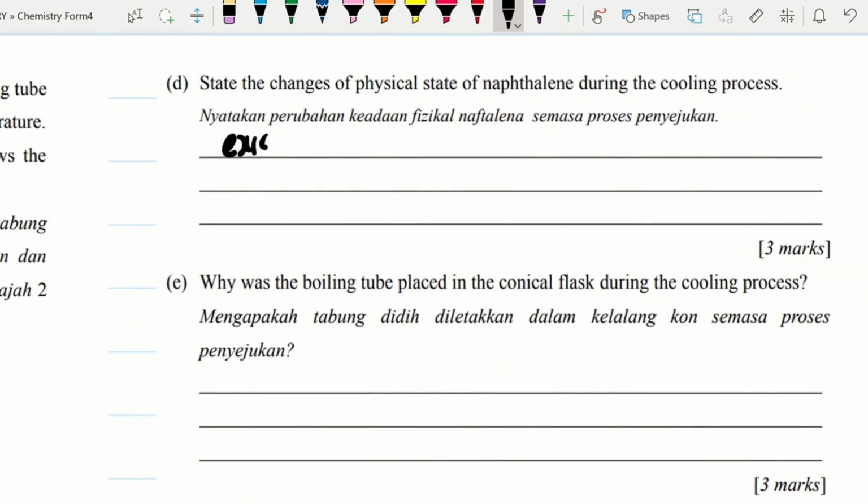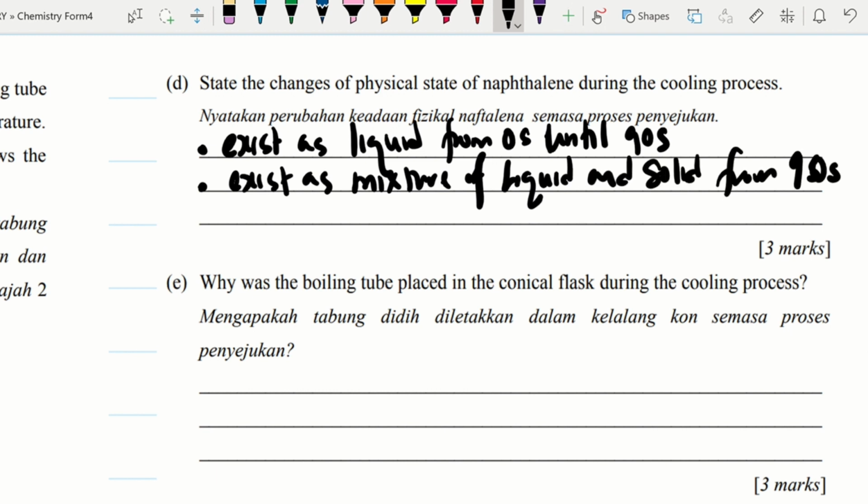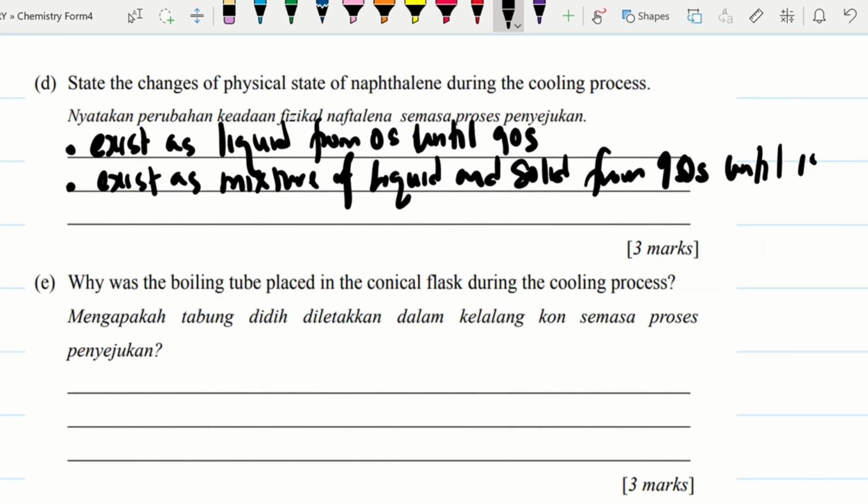So we try to put here the answer. It exists as liquid from 0 second until 90 second. And second point, it exists as mixture of liquid and solid from 90 second until 150 second. And last one, it exists as solid from 150 second until 210 second.